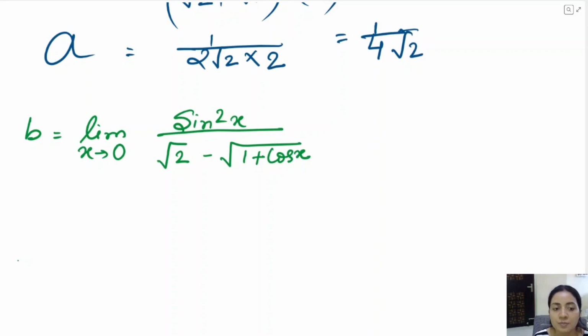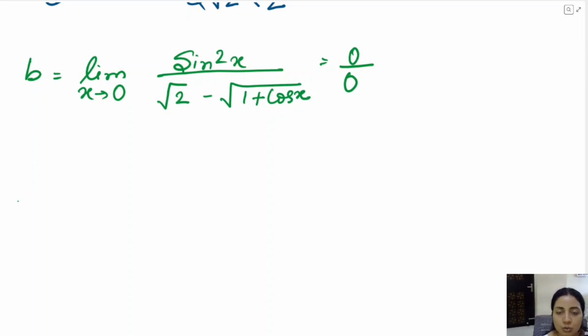Here again we will substitute directly x as 0. In the numerator, sin 0 is 0. And if we substitute x as 0 in the denominator, root 2 minus root 1 plus cos 0. Cos 0 is again 1, so 1 plus 1 will be root 2. Basically again we are getting 0 by 0, that is an indeterminate form. So we have to use another approach to solve it.